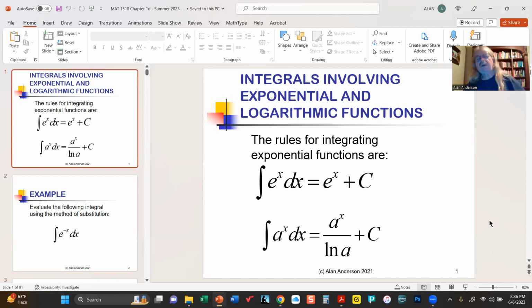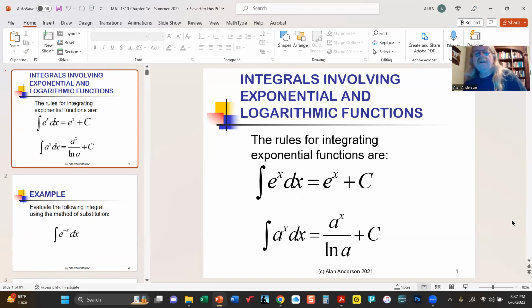Surprisingly enough, integration with exponentials and natural logs is actually quite straightforward. In fact, you can see a couple of examples here right in front of you. The integral of e to the x dx is just e to the x plus c. Now, a to the x is a little bit messier. a is some constant, like 3 or 7 or whatever.